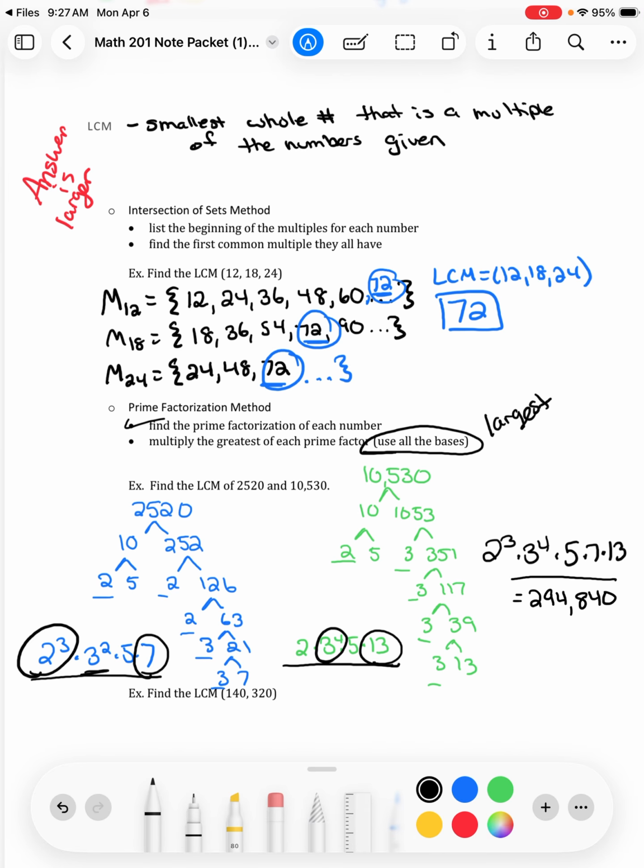Remember, my answer should be bigger than both of those. If you want to check yourself, you can take your answer here, 294,840 divided by 2,520. You should get a whole number. Take our answer, 294,840 divided by 10,530, and also get a whole number.